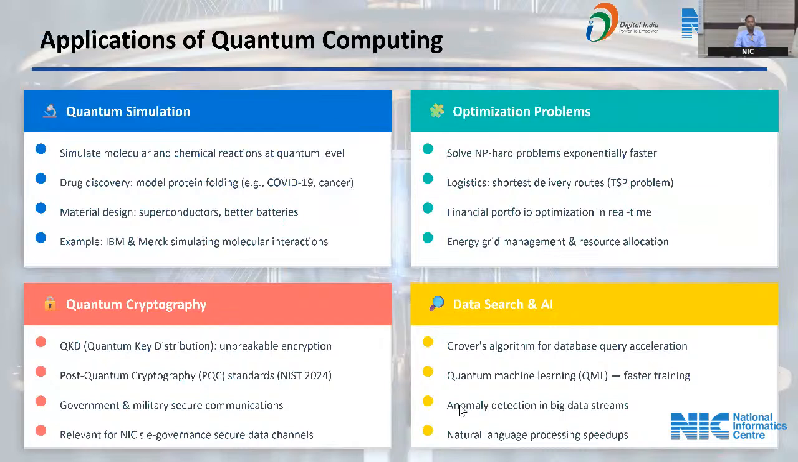Quantum cryptography, QKD, is really useful for us. Quantum key distribution will remain unbreakable. And post-quantum cryptography, we need to start working on that. For government and military secure communication, it is useful, relevant for NIC's e-governance secure data channels. And for AI and data search, Grover's algorithm can be used, and quantum machine learning. We have this quantum computing useful.